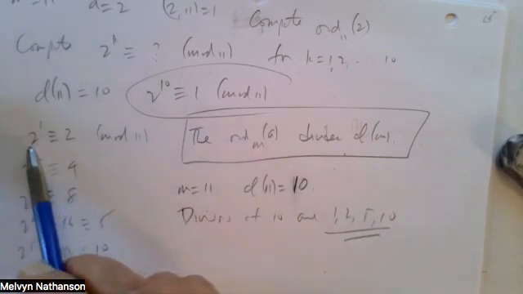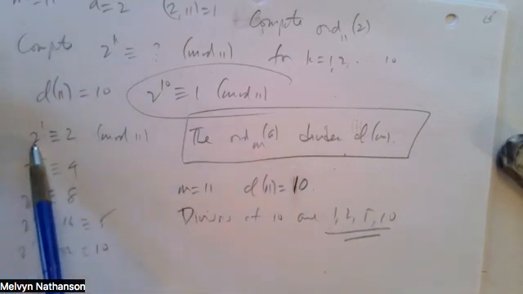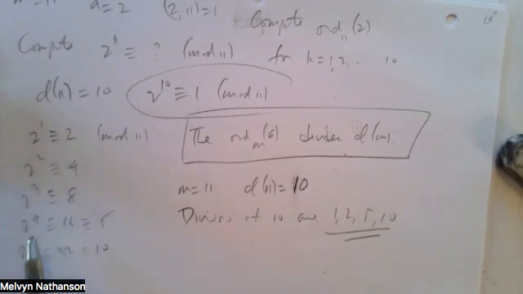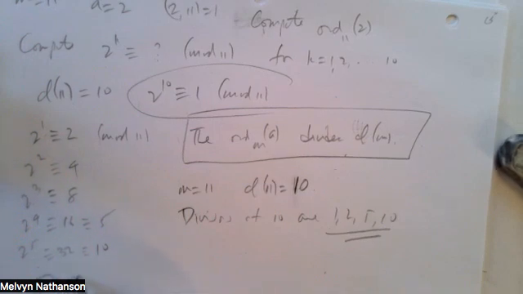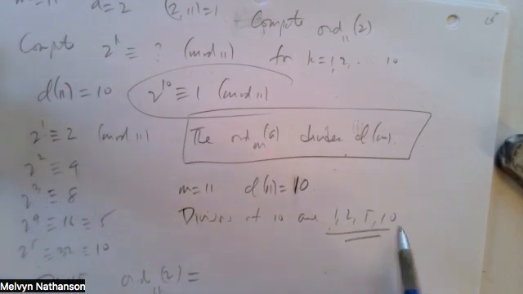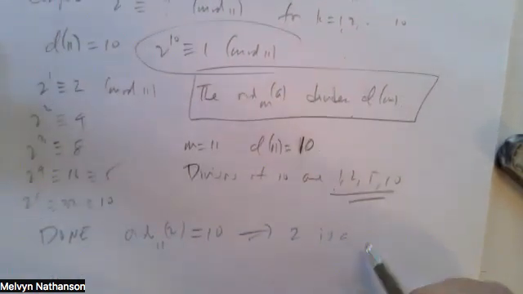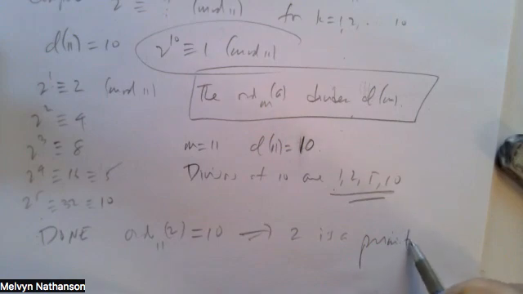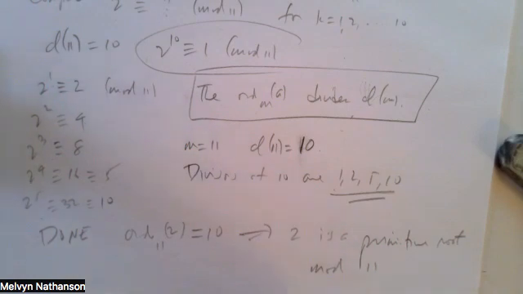Now, if I take the number 2, 2 to the first power is not 1. 2 squared is not 1. 2 to the fifth is not 1. The only possibility left is, wow, we're done. The order of 2 mod 11, if it's not 1, 2, or 5, it has to be 10. So 2 is a primitive root mod 11.